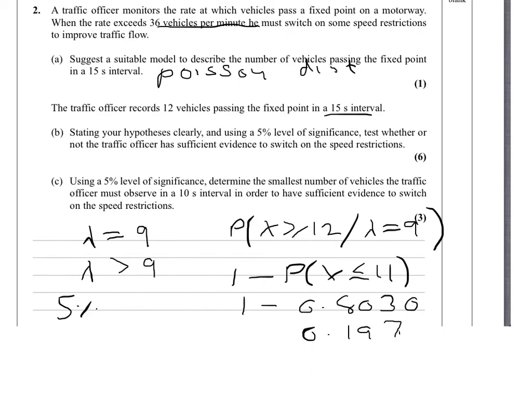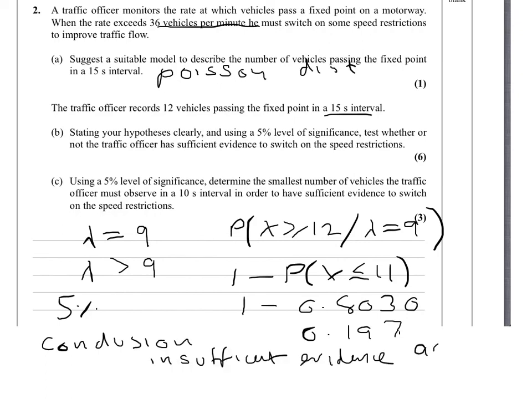So then we have to say that our conclusion is that there is insufficient evidence. So we accept H0. And there is no evidence to suggest we need to switch on the speed restrictions. And that's the answer. That gets you the 6 marks here.